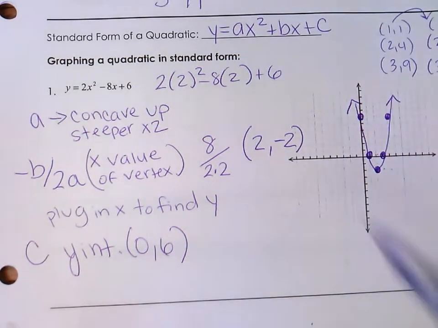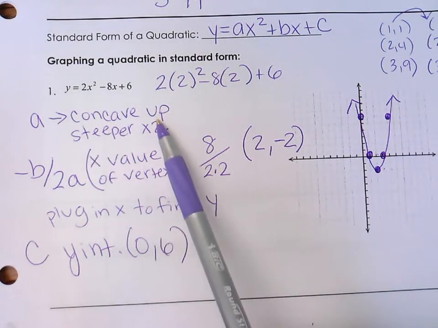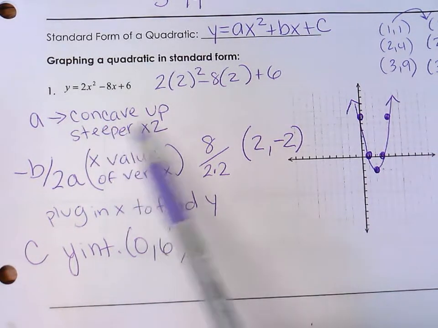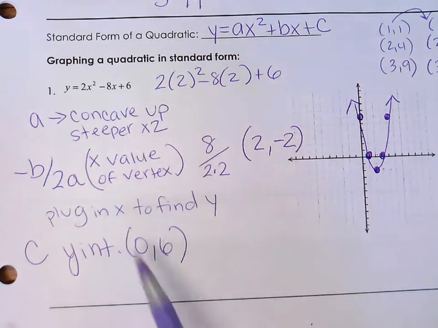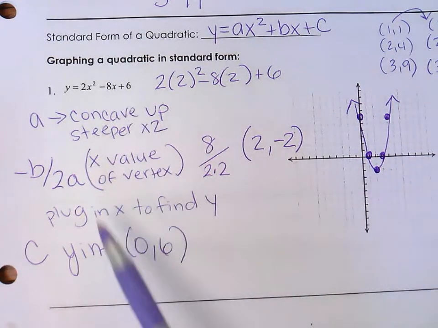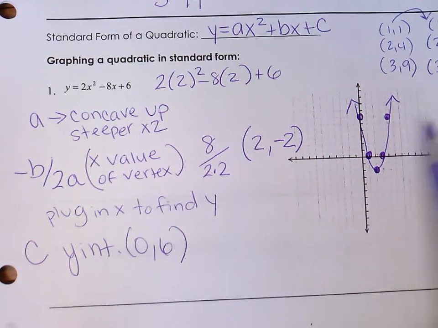And then at the end, you might want to just check, hey, was this concave up? Yes. Hey, is this steeper times 2? Yes. So all this information should go together, should piece together to write your graph.